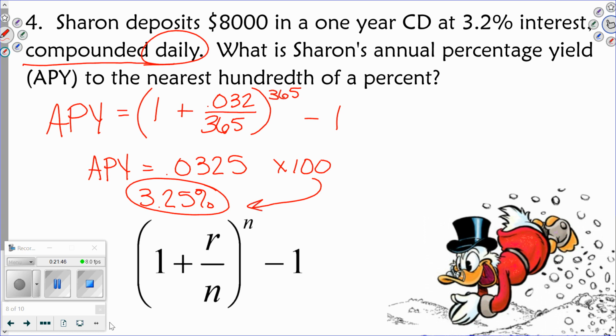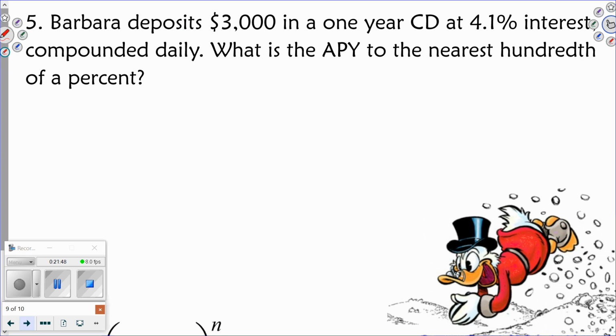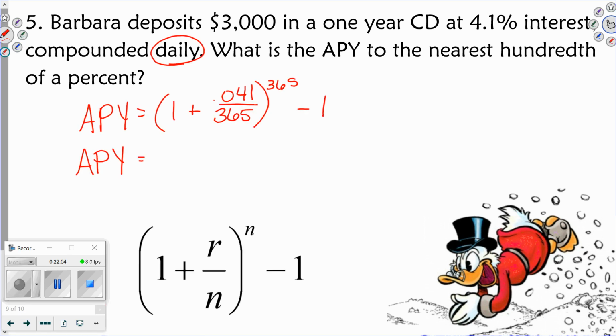Interesting. All right, guys. Last one. Barbara deposits $3,000 in a one-year CD at 4.1% interest compounded daily. What is the APY to the nearest hundredth? Go ahead and try this one on your own, guys. All right, guys. Plugging in your info should look like that. So your calculator gives you 0.041897, and other digits.